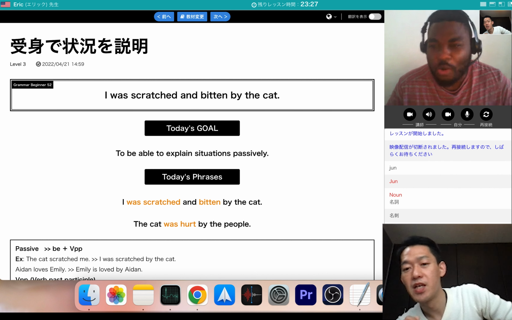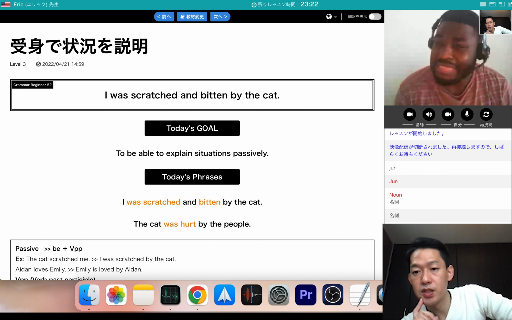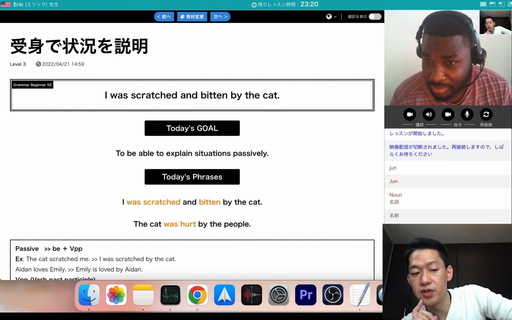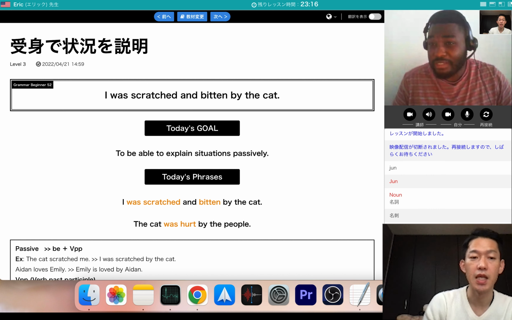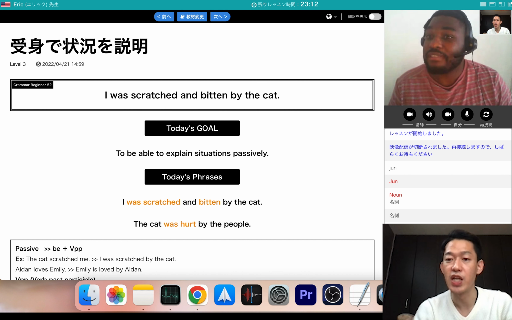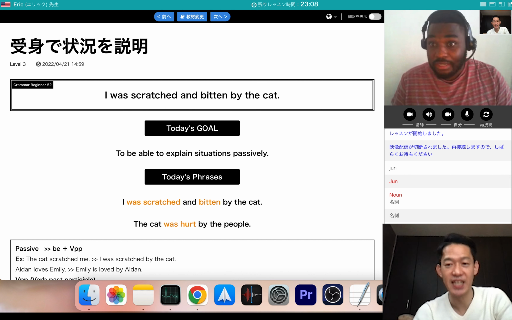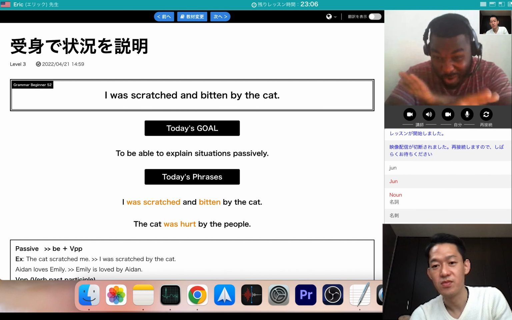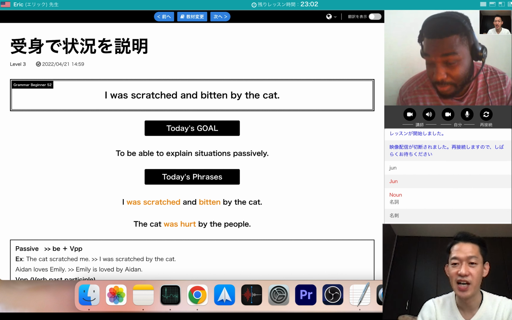Almost every word in English is a noun. Apple is a noun. Mouse is a noun. Almost every word in English is a noun. Understand, right?